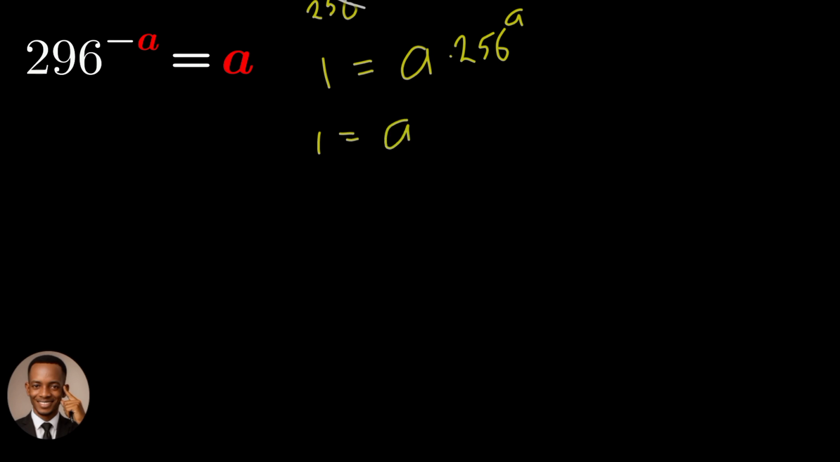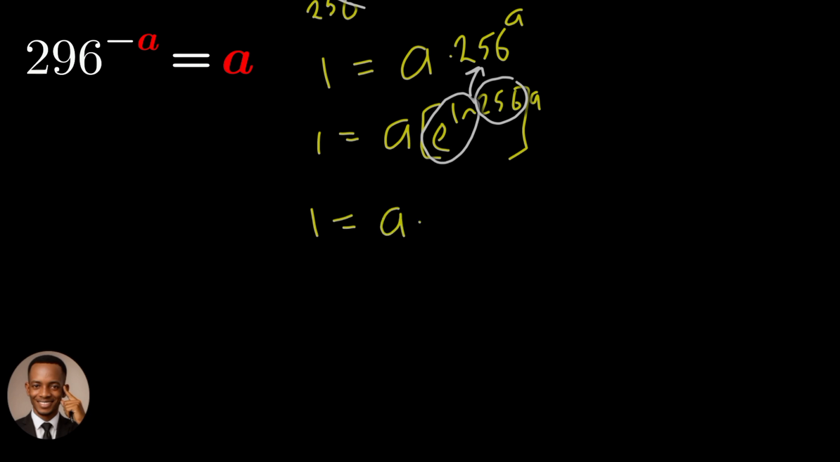256 as e to the power of ln 256, all to the power of a. Of course, we know that when we raise a logarithm to the power of its base, it gives us the argument. So this is the same thing as 256. So we continue and say 1 equals, when a multiplies this power, a times e to the power of a ln 256.